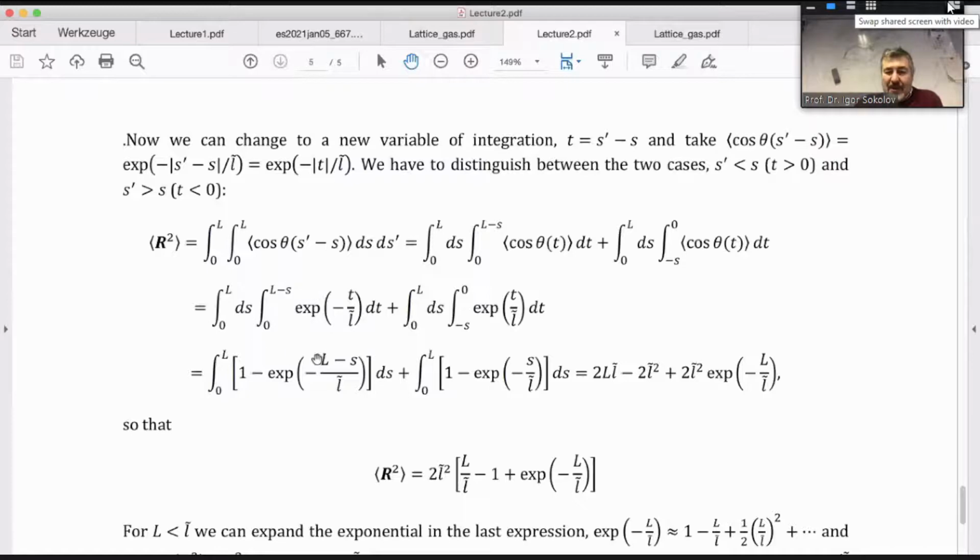So this is the internal integral. The integral of e to the power of alpha x dx is 1 over alpha e to the power of alpha x. So I put it here, and I take the integral in the limits from 0 to L minus S, and here I take the integral in the limits from minus S to 0. So this is what I get.